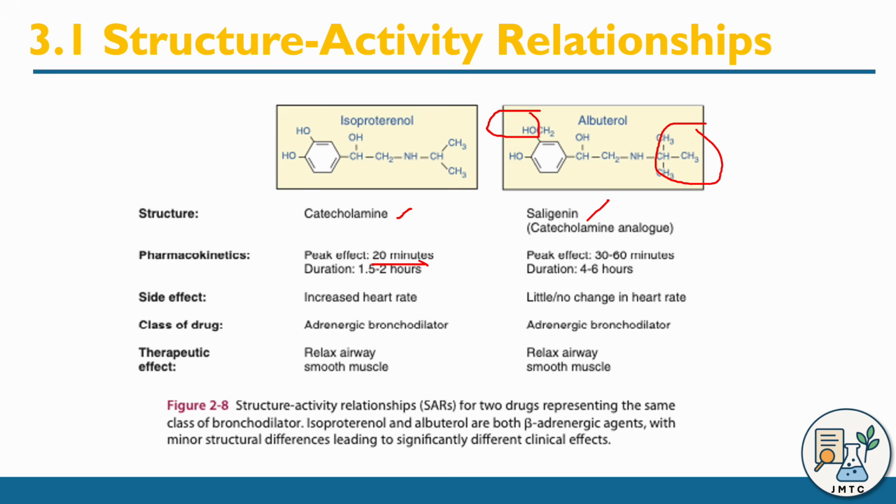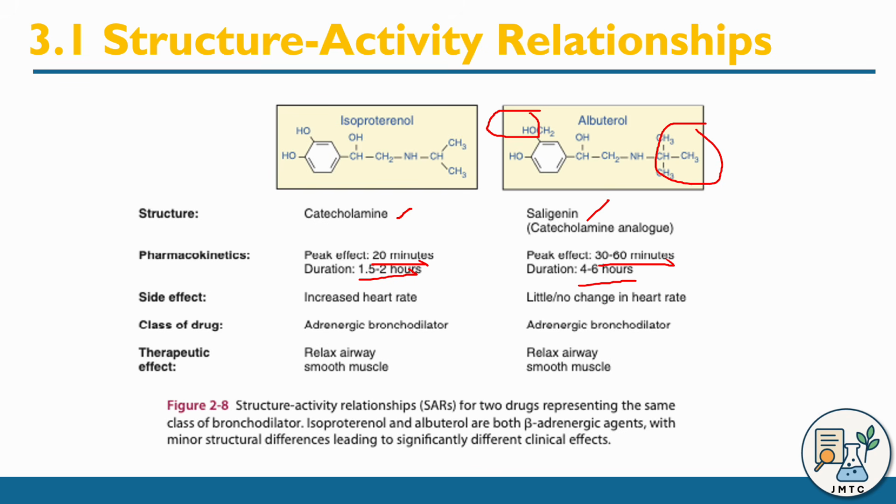So pharmacokinetics for isoproterenol is 20 minutes. For albuterol, it's longer, 30 to 60 minutes, but the duration is also longer, which is 4 to 6 hours. For pharmacokinetics of isoproterenol, the duration is only up to 2 hours.